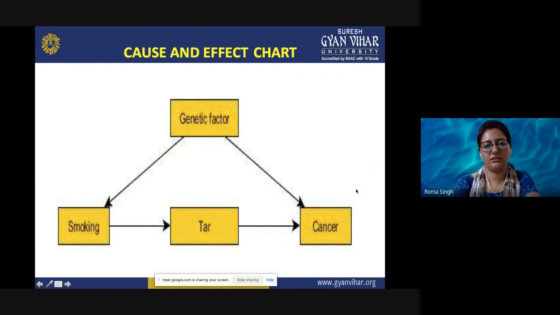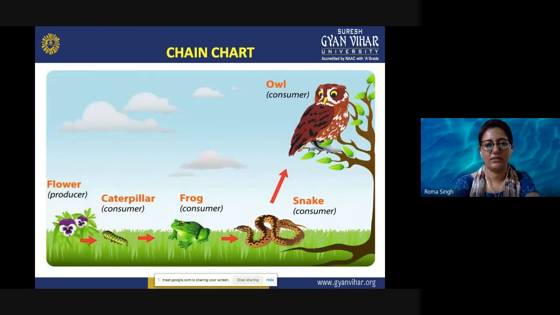This can be done while preparing history lessons, showing the causes and effects of the various kinds of wars which took place, or the religious or social movements which took place. These kinds of charts can be prepared. Chain charts show how everything is dependent on each other. So this kind of chain chart can be prepared.